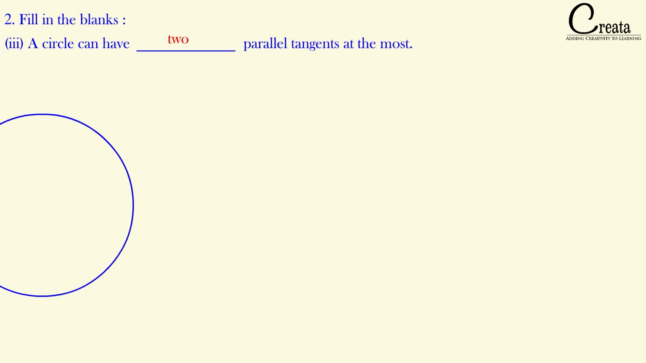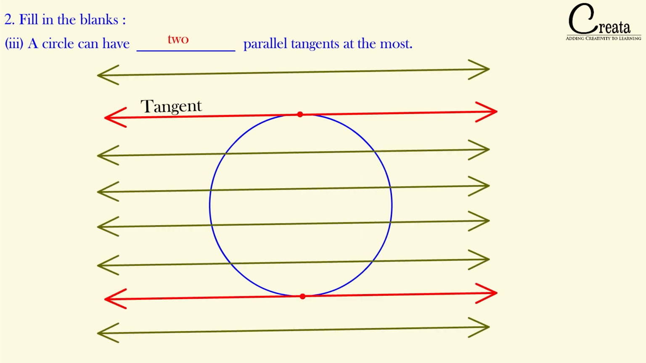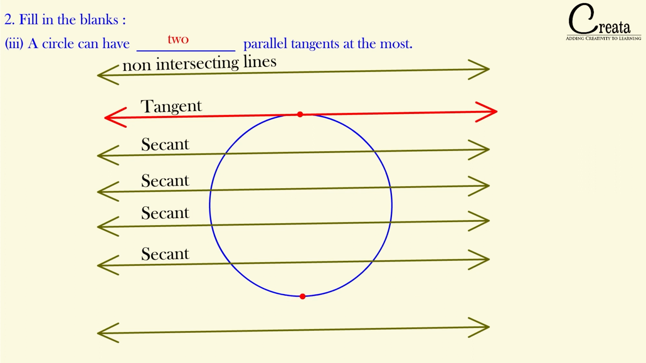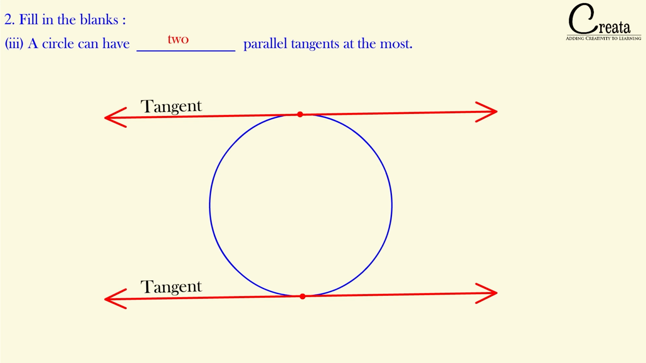To explain this, let's take a circle and let's draw a tangent. Let's draw the lines parallel to this tangent line. The lines above this tangent are non-intersecting lines, and the line below it is a secant which is crossing the circle at 2 points. Further moving down, we got a single line which is a tangent touching the circle at 1 point. Further going down, we got the non-intersecting lines. So all the in-between lines are secants, above and below are non-intersecting lines. We got only 2 tangents which are parallel to each other. So the answer to this question is a circle can have 2 parallel tangents at the most. We cannot have a third parallel tangent.